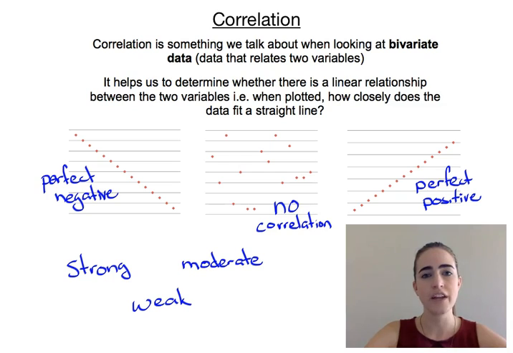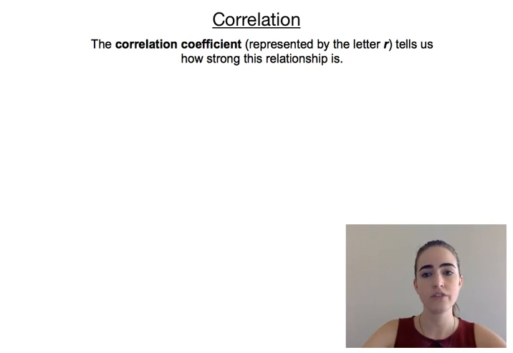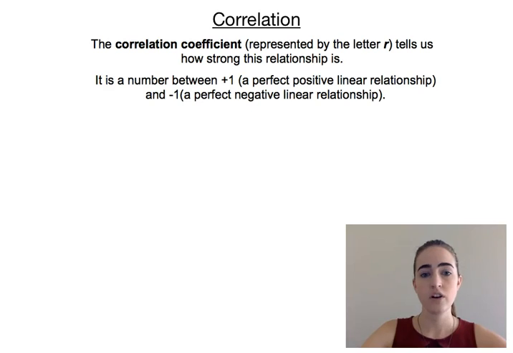Those words aren't very accurate though, so instead we're going to introduce something called the correlation coefficient, and that's going to give us numbers to quantify that correlation instead. Like we said, the correlation coefficient tells us how strong the relationship between the two variables is. We use the letter R to represent our correlation coefficient. It is a number between +1, which is a perfect positive linear relationship, and -1, which is a perfect negative linear relationship.